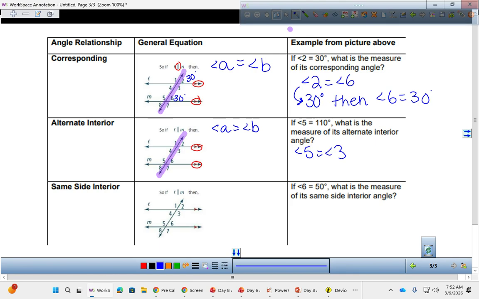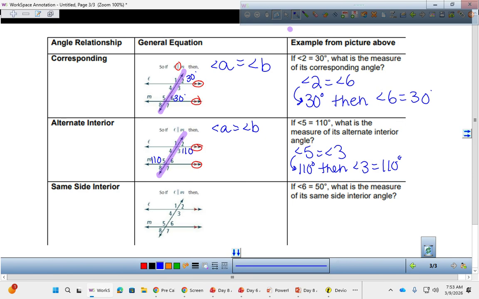Look at angle 5. Would you agree that angle 5 is an obtuse angle? It's pretty big. And then look at angle 3, another obtuse. So even if you forget the relationship, you can look at the picture and figure out if they're equal by seeing they're both obtuse. They look about the same measure, okay? So if angle 5 is 110 degrees, because I'm given that, then angle 3 is also 110 degrees, because alternate interior angles are congruent.